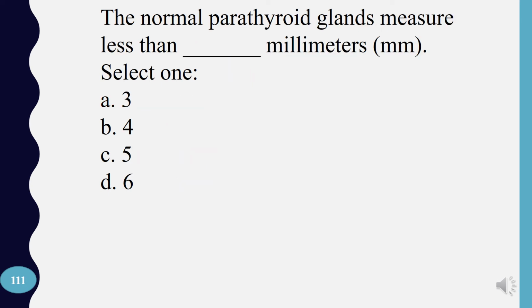The normal parathyroid glands measure less than how many millimeters? 3, 4, 5, or 6? The answer is B. 4 millimeters.